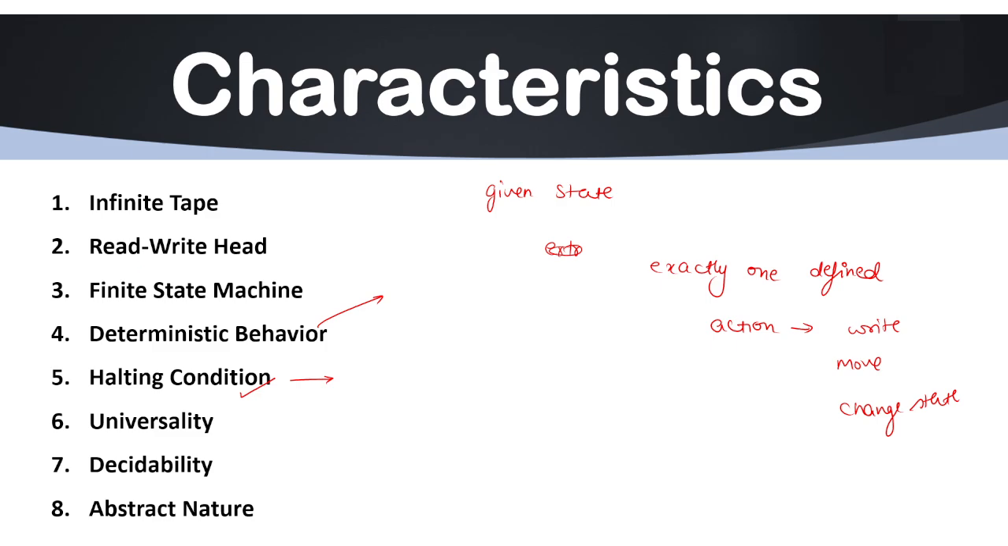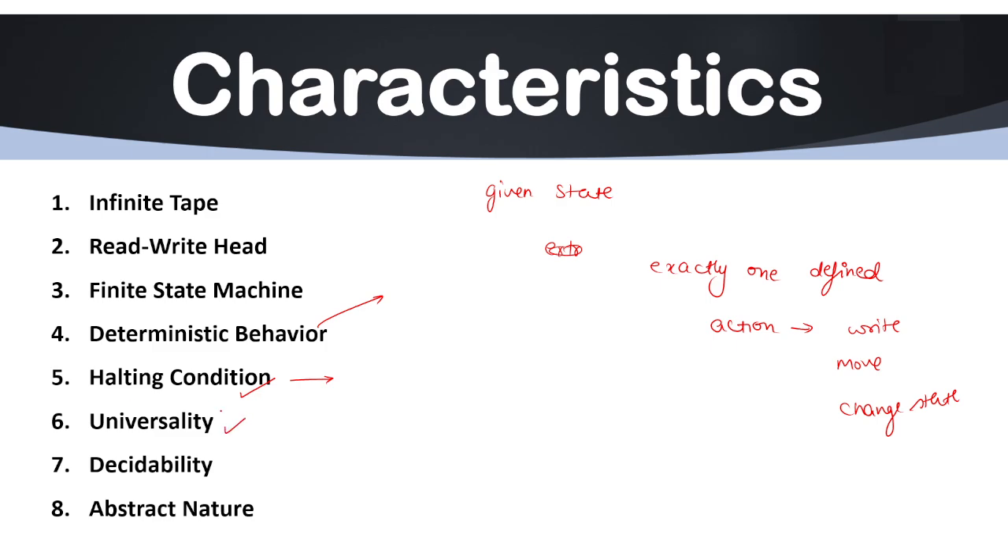So halting condition means it signifies that the machine has completed its computation. In some cases, the machine may not halt and could run indefinitely if the problem is undecidable. All right. Next point we have is universality. Okay. So universality means what?